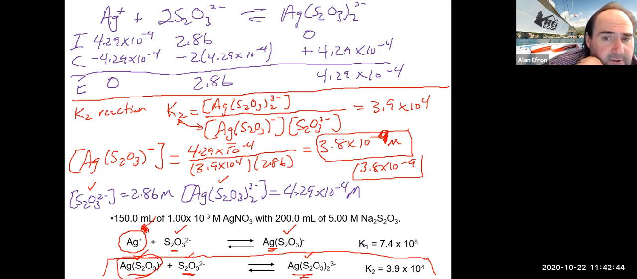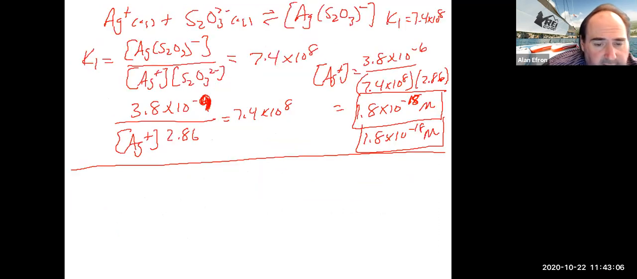The second approach would have been to do this first table like we did here. So I'm just going to take this first table and copy it over. And this was the overall reaction, which was basically this species plus a couple of these.